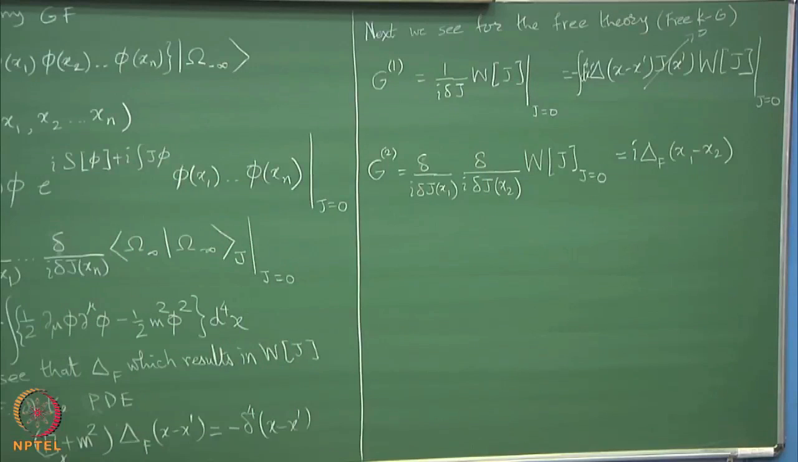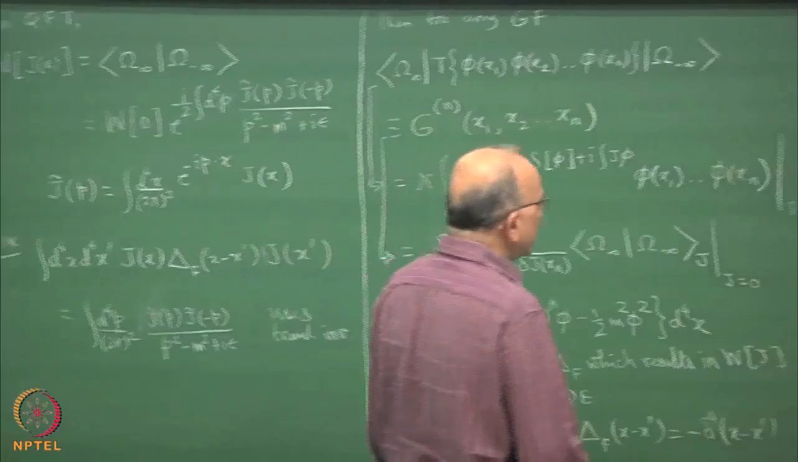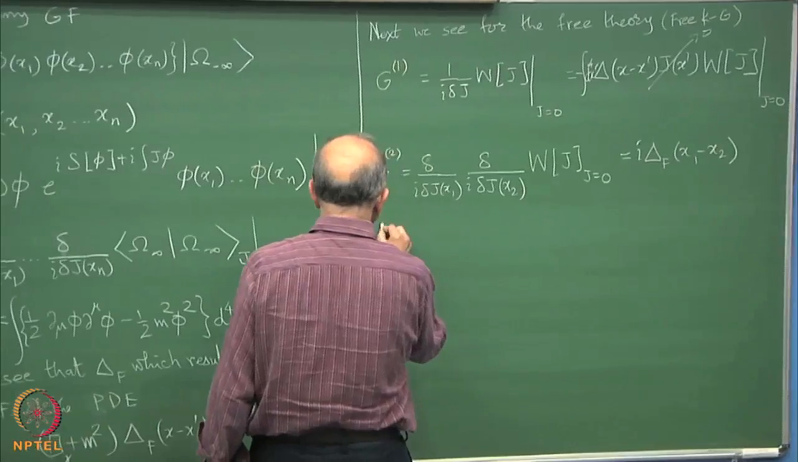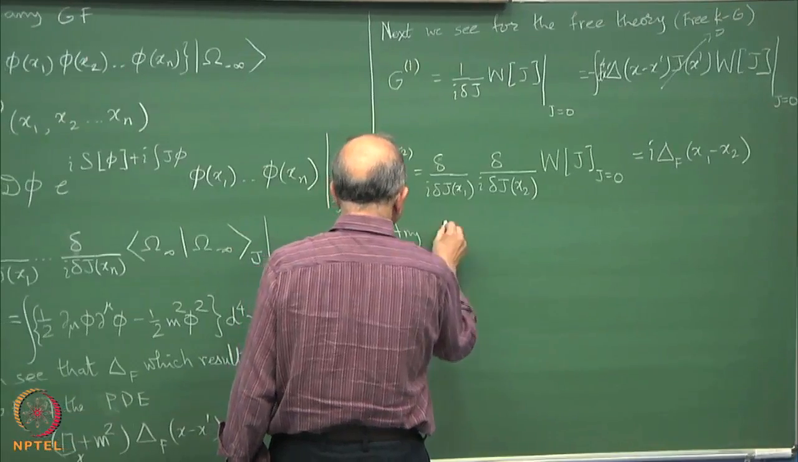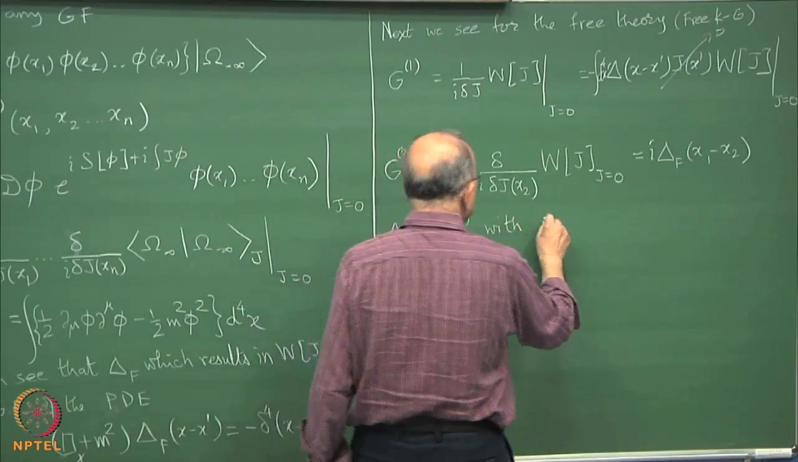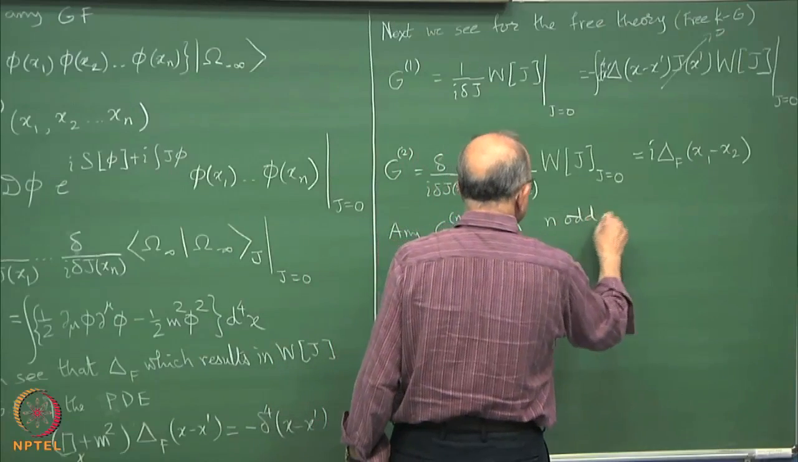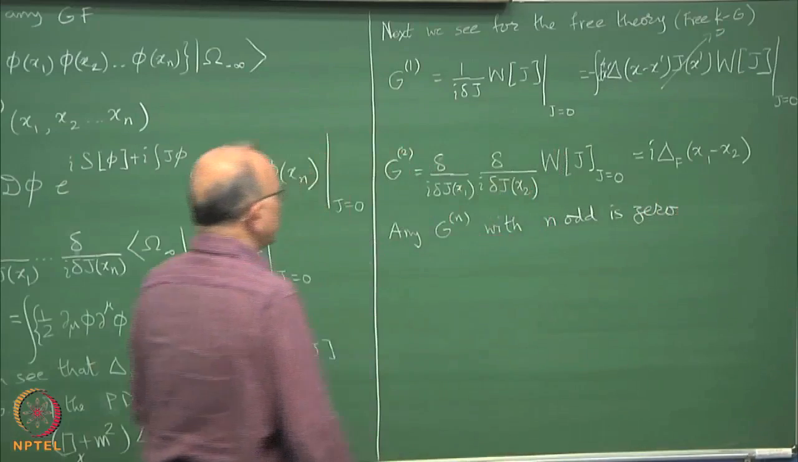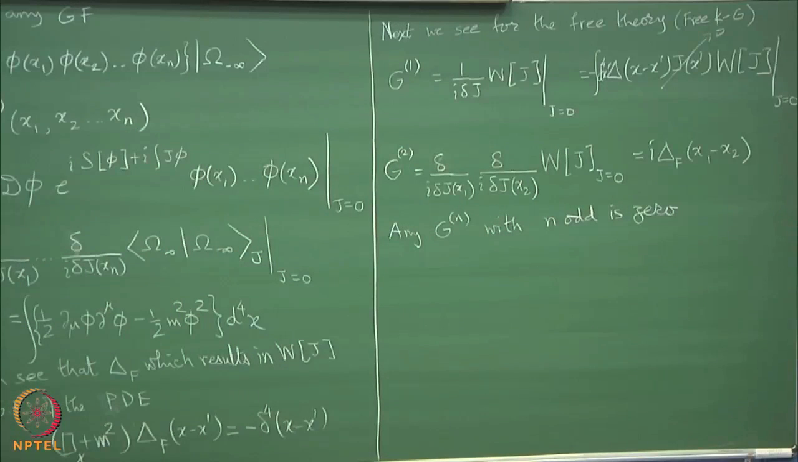So now we calculate delta G4 by the same method. So we can see that G3 has to be 0. Any odd G.